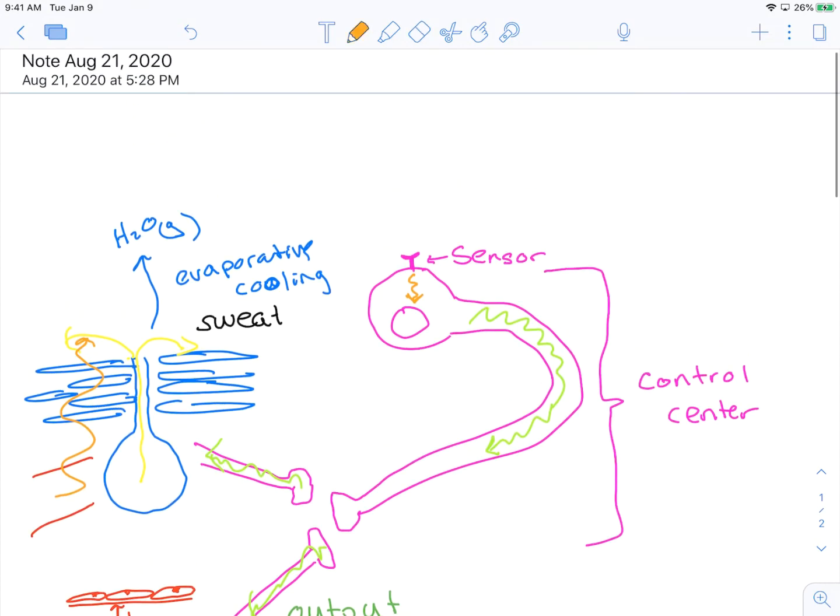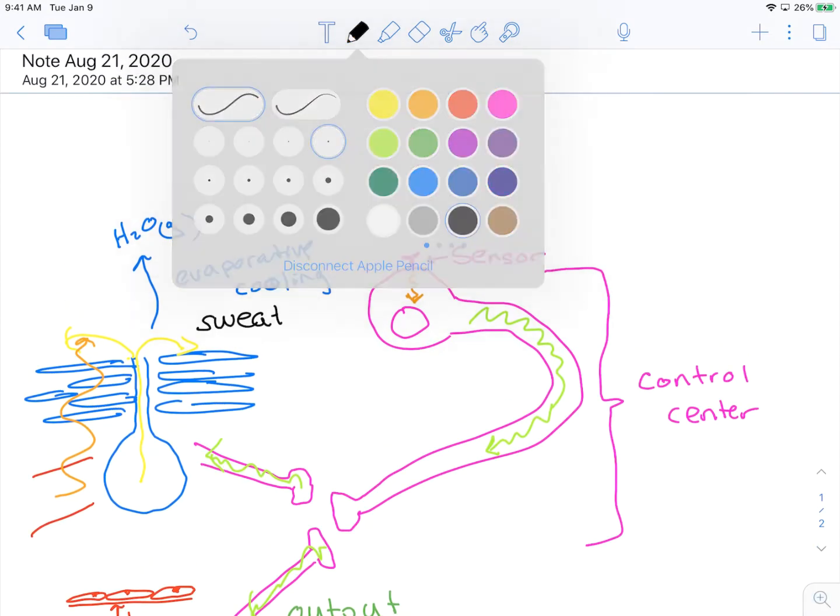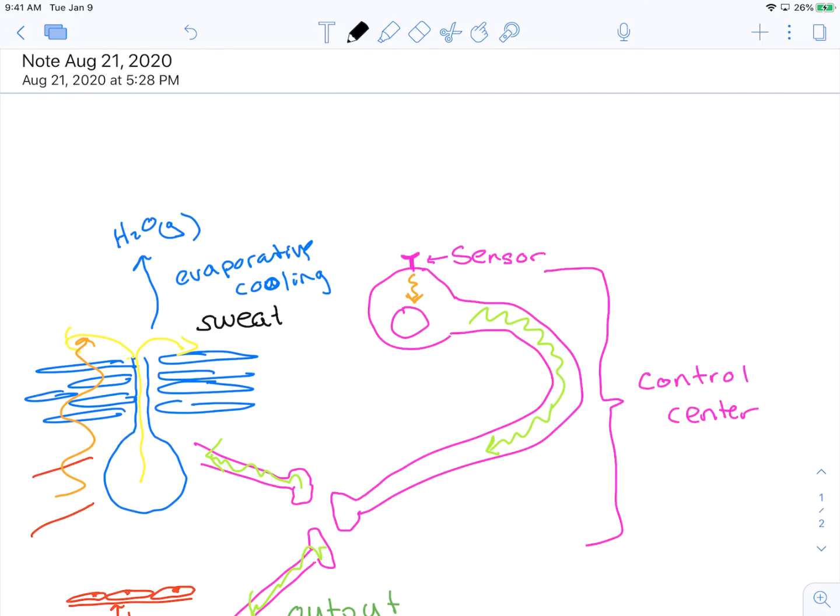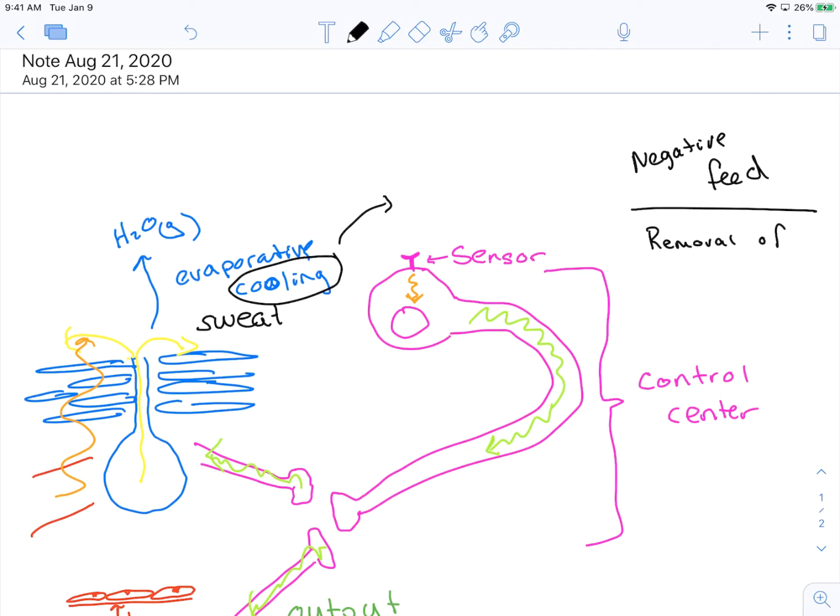And we call that whole thing, so the removal of the stimuli, as the cooling process, cooling things down, eliminates that thermal energy that was tripping the sensor. That's the process that is called negative feedback. And we can get negative feedback. It can look like a number of different things. Most often, it is the removal of the original stimuli.